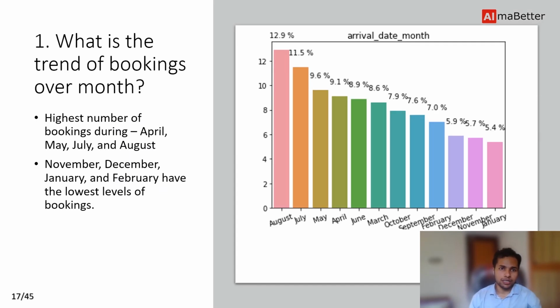Now let's take a look at the trend of bookings over the months. From the analysis, we can see that the highest number of bookings occurred during the months of April, May, July, and August. On the other hand, November, December, January, and February have the lowest level of bookings.